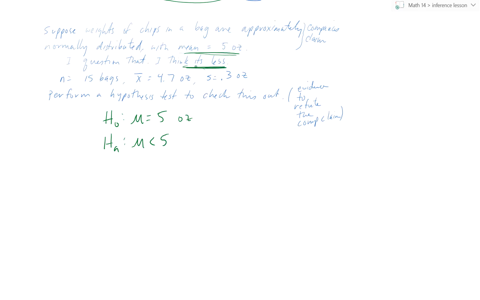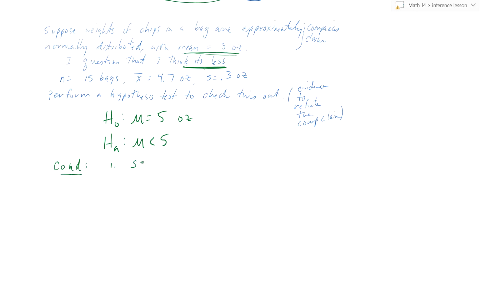Okay, and there are other options. We could think it's more than 5, or we could think it's different than 5, which we'll talk about in class on Tuesday. So this is what I'm trying to show. Now, what else would I need to have? I need to check the conditions to see if my test is valid.